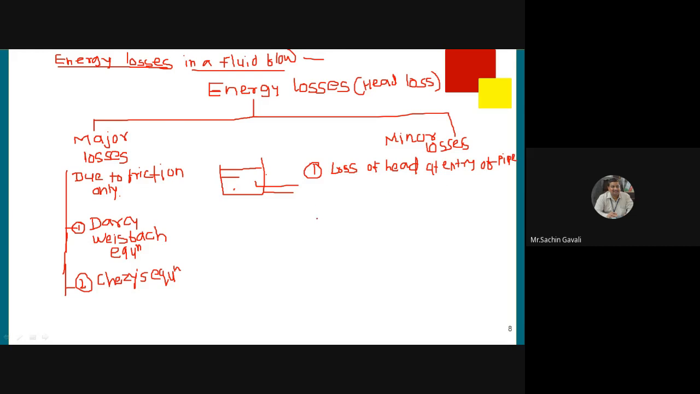Then second. As it is entering, loss is there. Second is loss of head at exit of pipe, because this chapter is very useful for MCQ type questions. At entrance, loss of head at entry of pipe; loss of head at exit. Okay. Then third loss.